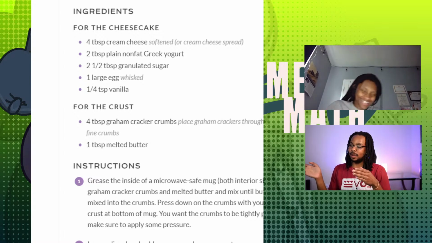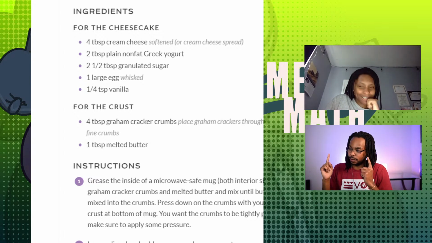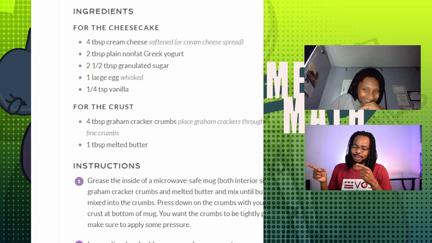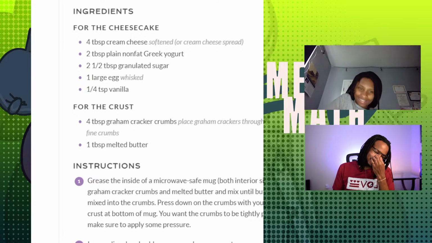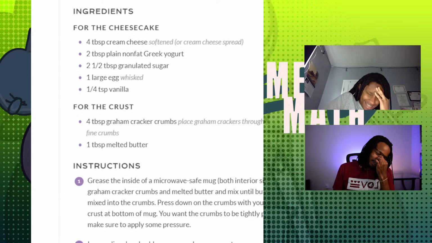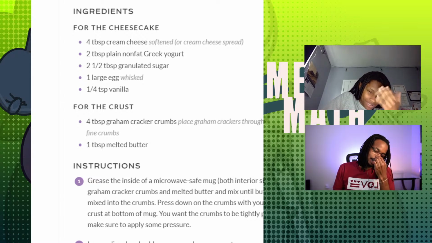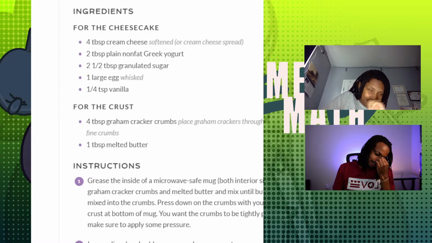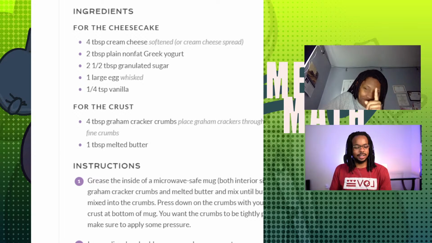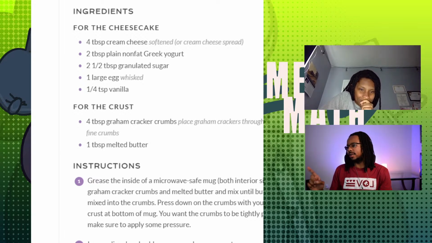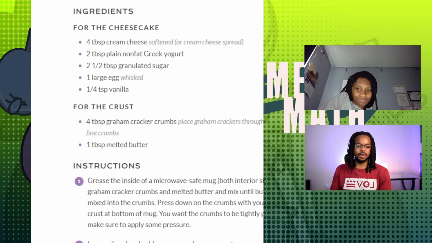Anyways, let's get back to the math. 4 tablespoons of graham cracker crumbs. How many milliliters did he say that was again? All right, that's 90 milliliters. No, wait, that's 60. There you go. 60. Spot on. 60 milliliters. And lastly, we have 1 tablespoon of melted butter. 15 milliliters. Very good. That is it.